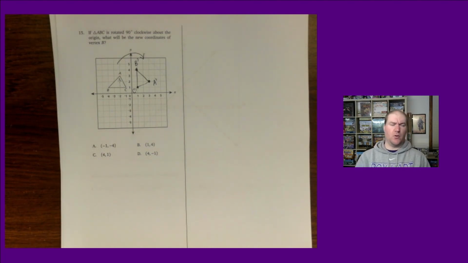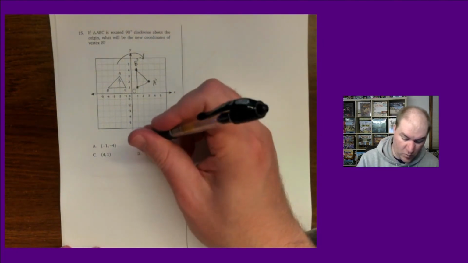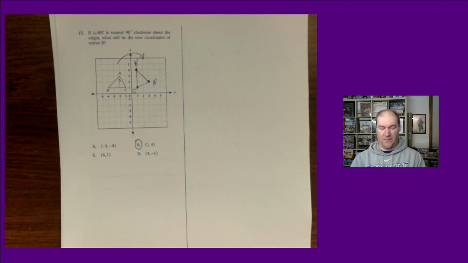So what are the new coordinates of vertex B? Vertex B is right there. That'd be a 1 and a 4. 1, 4 is the answer to number 15.